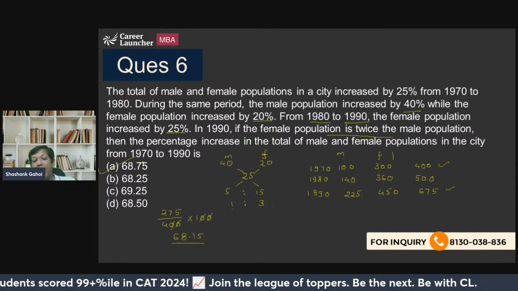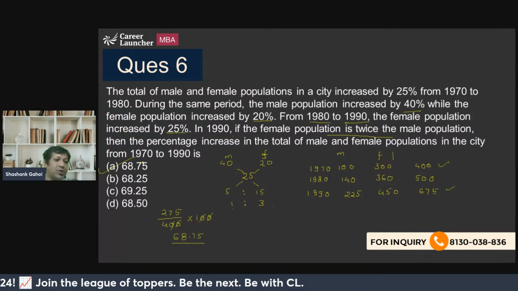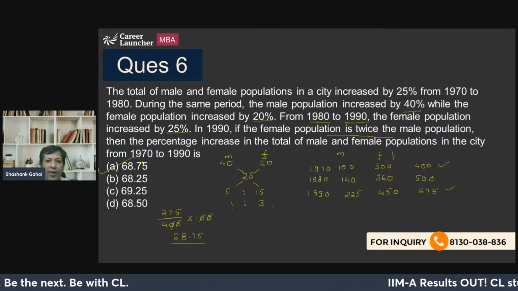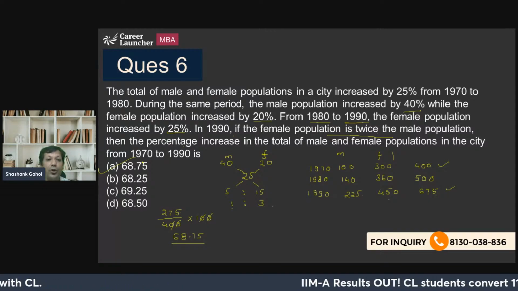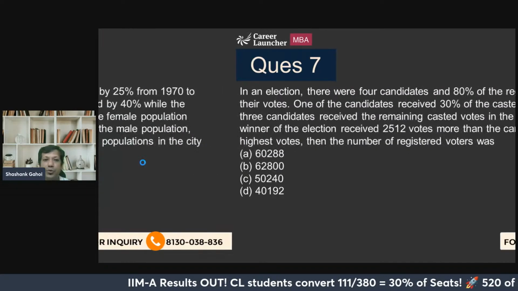So that's how we can approach these kinds of questions. Again, I would say that assuming a value is important in percentage questions. If you are not assuming the numbers, if you are playing with variables, the questions are going to be much more difficult. Okay. Now let's move on to the next one.